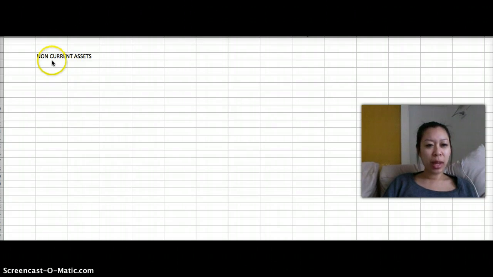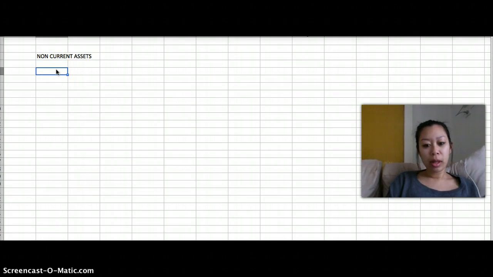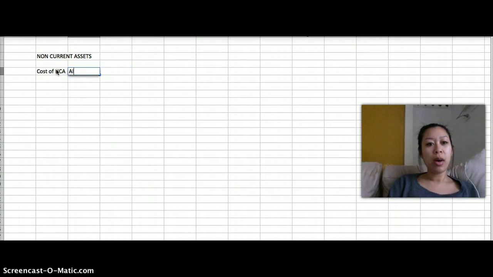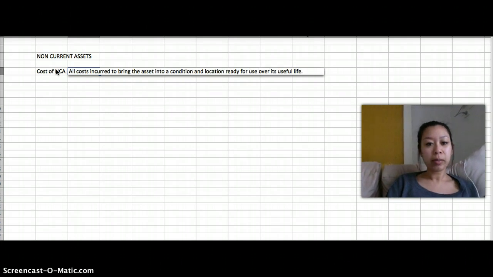So looking at the screen, let's look at the definition of a non-current asset. The cost of a non-current asset is similar to stock. It's all costs incurred to bring the asset into a condition and location ready for use over its useful life. So that's important.